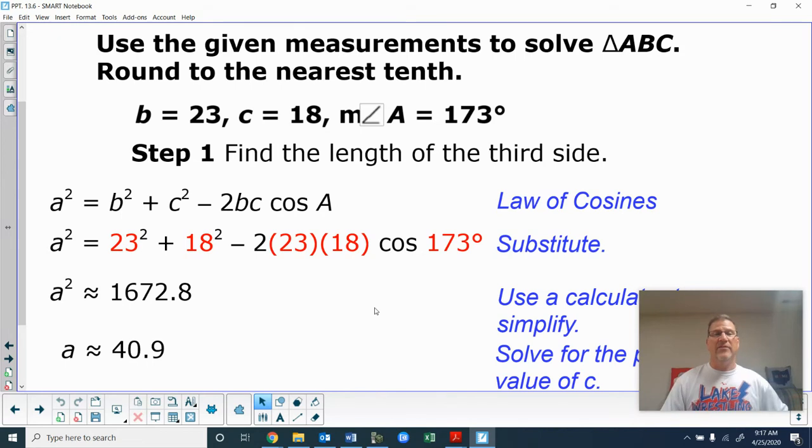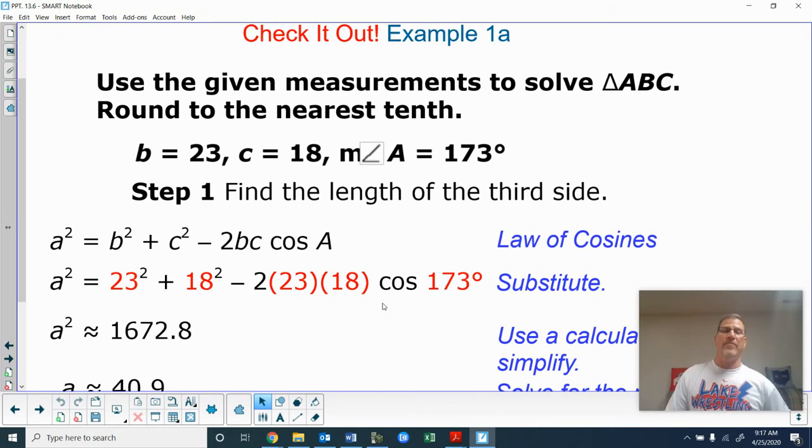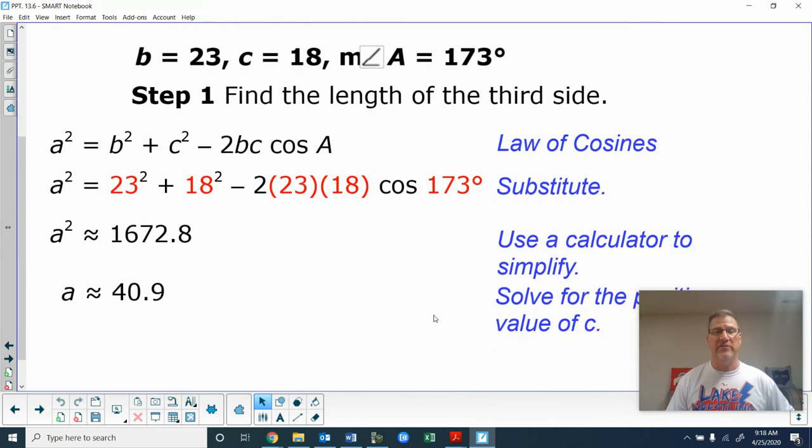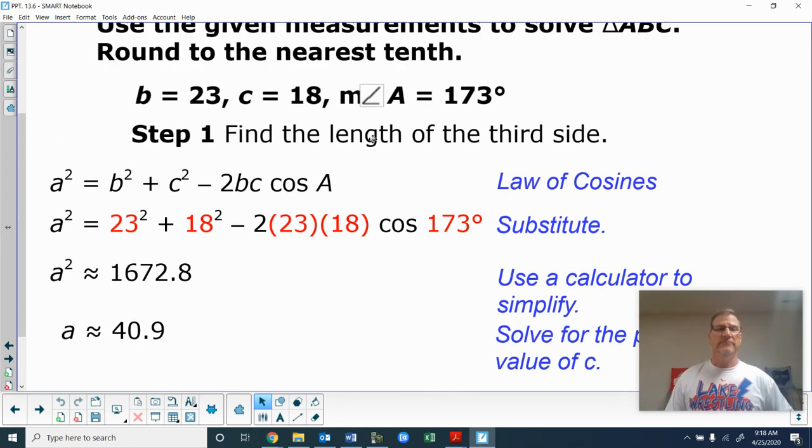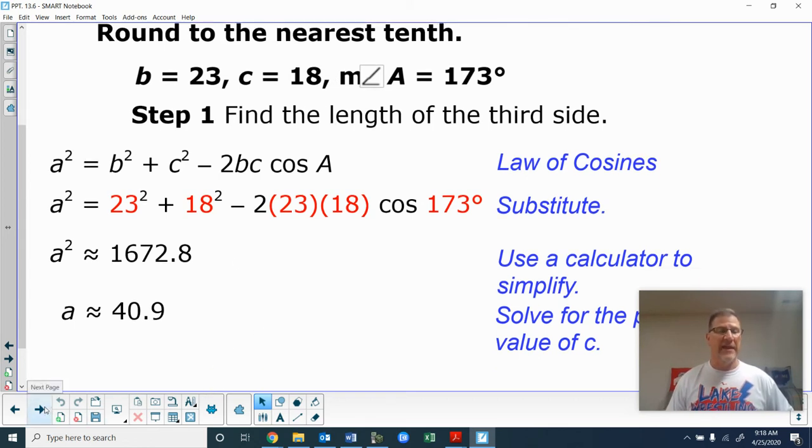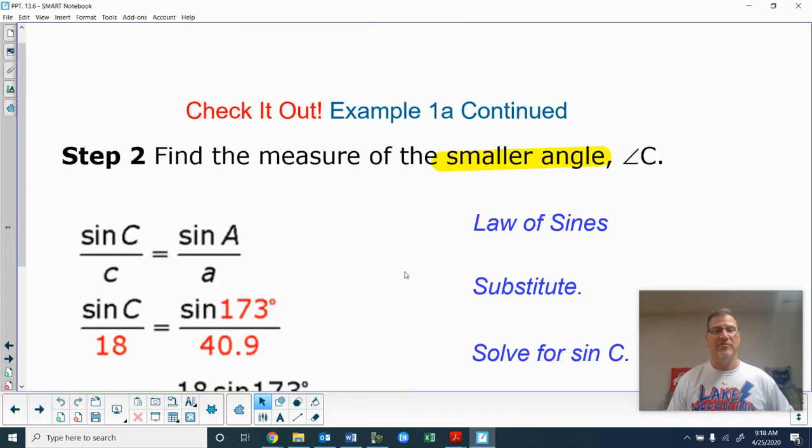Here again is another one, a side angle side one. So they gave us angle A this time. So we're going to start with a squared equals, and this is the one we can just substitute all the numbers in, put it all in our calculator, and then take the square root of our answer. That's how we got the 40.9. So looking at side B and C, side C is shorter. So we're going to find angle C next using the law of sines, which is done for you here.